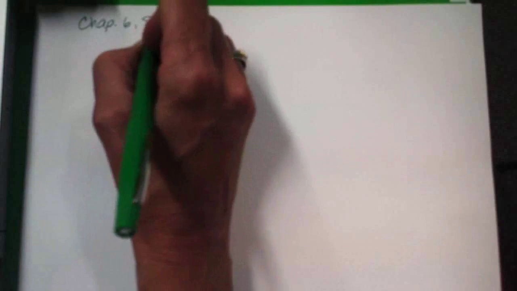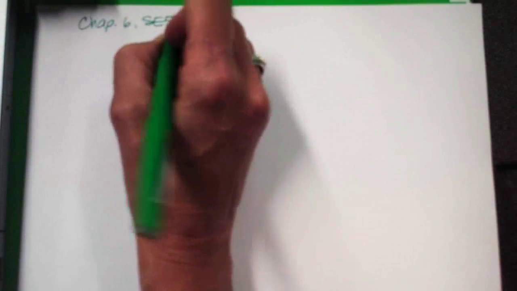Hi everyone, I am moving on to Chapter 6, Problem SE5. In SE5, we are asked to figure out what the company is going to collect.